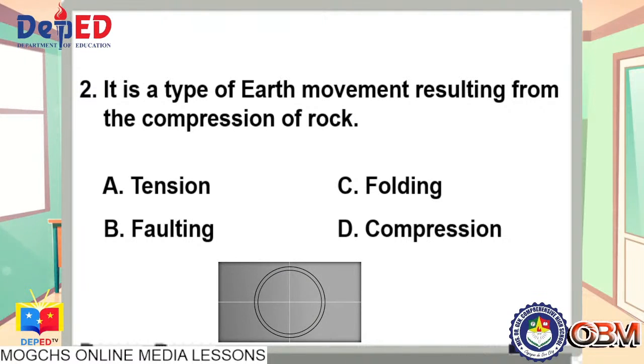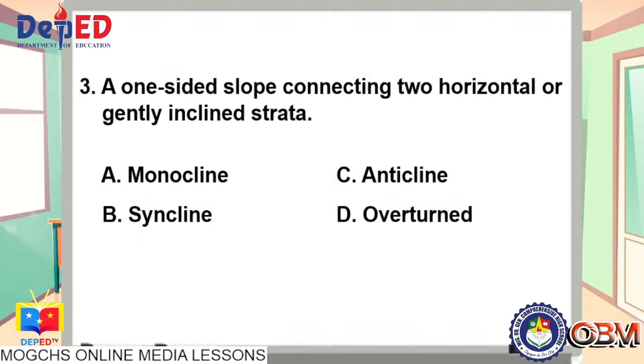Number 3. A one-sided slope connecting two horizontal or gently inclined strata. Letter A, monocline. B, syncline. C, anticline. Or letter D, overturned.